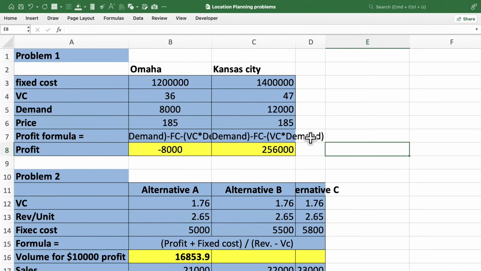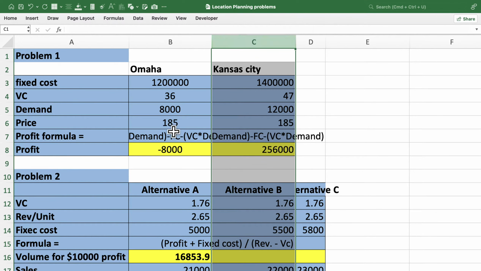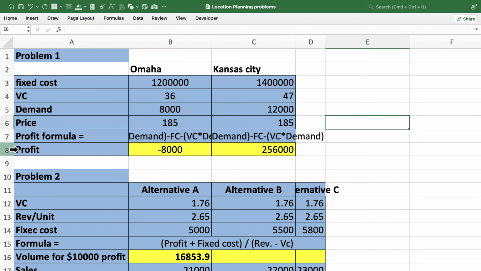In this video, I will explain how to solve location planning related problems. These are some problems that I have taken from the textbook. So this is the first problem, which is about deciding between two alternatives. One is Omaha, and the other is Kansas City. And we have to make a decision based on profit.